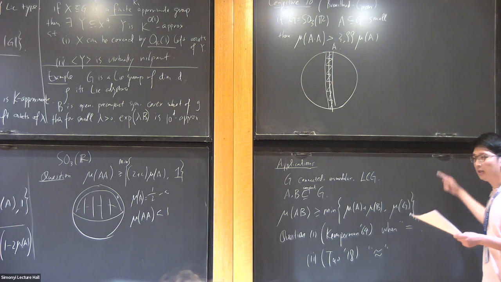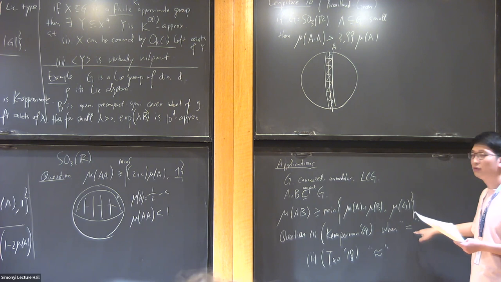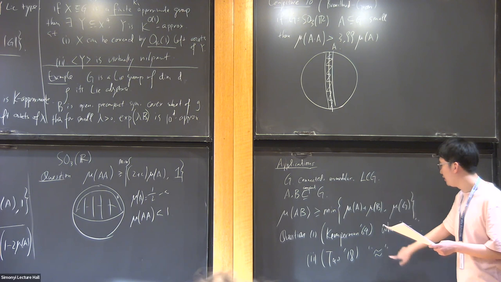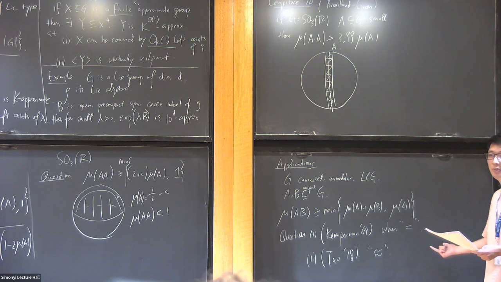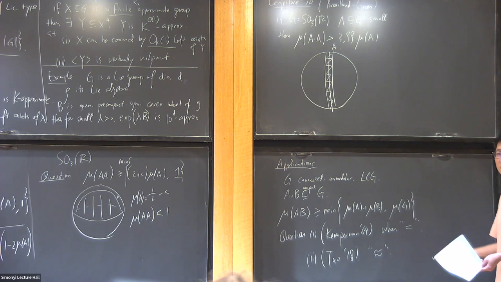So Kneser, even before Kemperman, classified equality when G is abelian. And Bilu classified near equality when G is a torus, T to the D. And later, Tao himself in 2018 classified the near equality case when G is compact abelian. But his bound is weak. He used non-standard analysis, so the error term is ineffective.